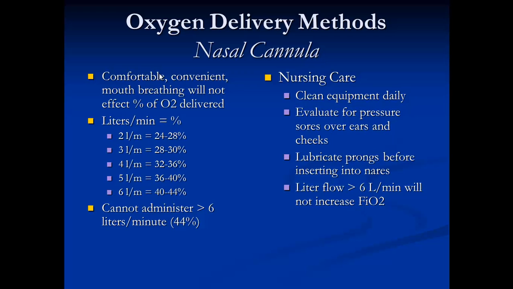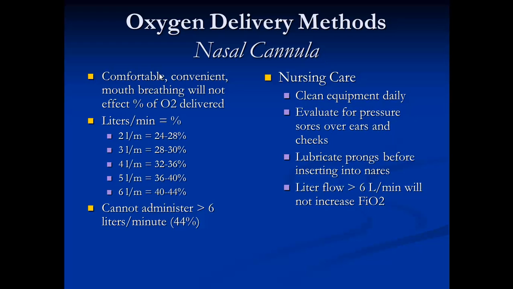In case you don't remember the amount of oxygen that is delivered per liter of nasal cannula, remember that you breathe in room air, which is basically 21%. And after that, per liter, you increase by 2. So 21% room air, then 1 liter is 24, 2 liters is 28, 3 liters is 30, 4 liters is 32, and so on.